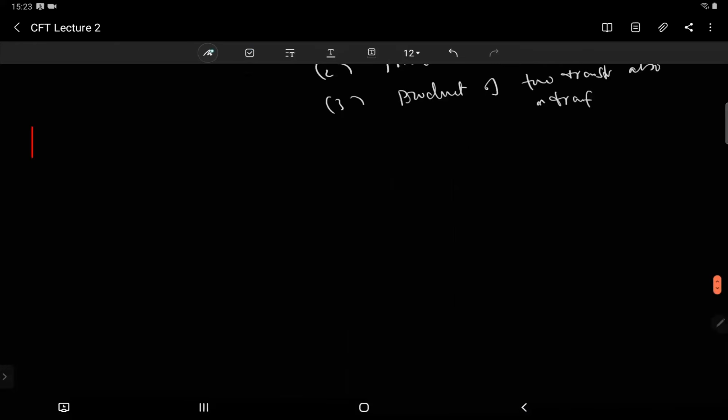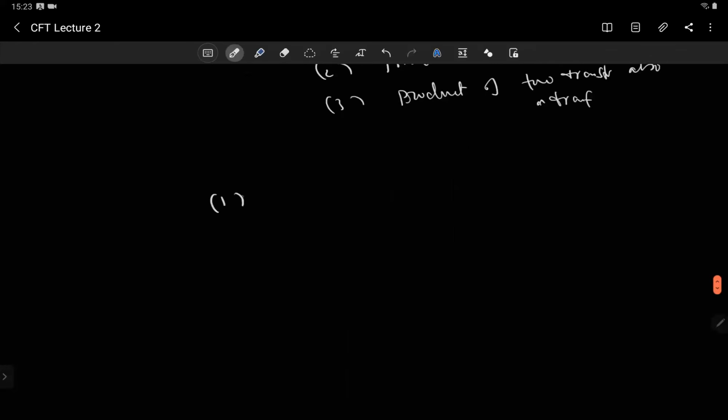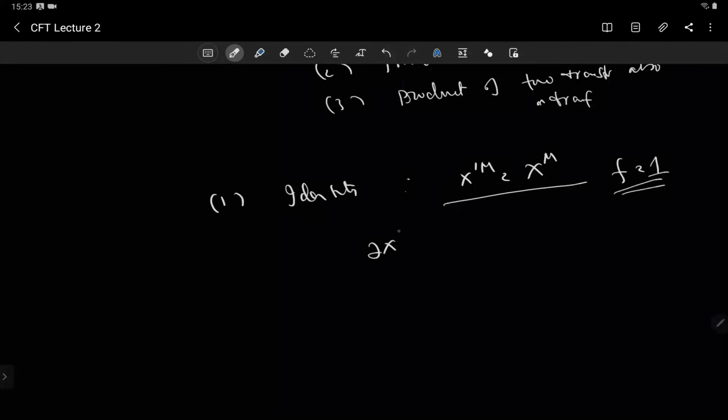So firstly, identity is a transformation, because identity just means that you take x prime mu equal to x mu, right? So if you take this transformation, then for this f is equal to 1, right? And then this obviously satisfies that equation. This obviously satisfies, because this just means that eta mu nu will go to eta mu nu. So this is obviously a transformation.